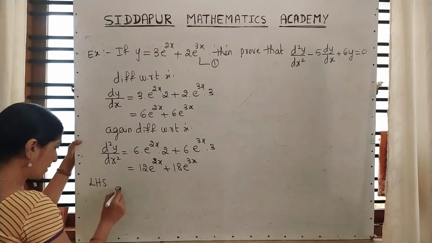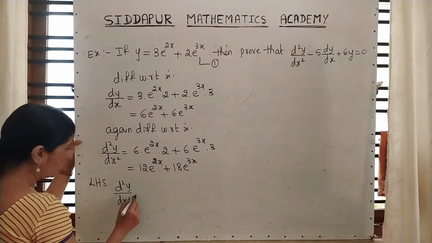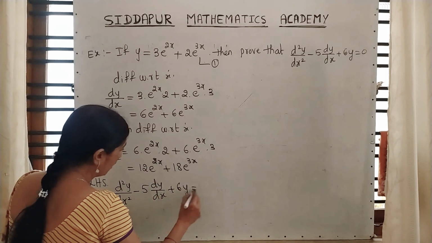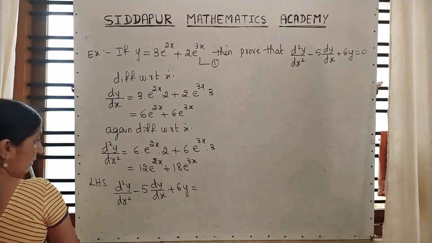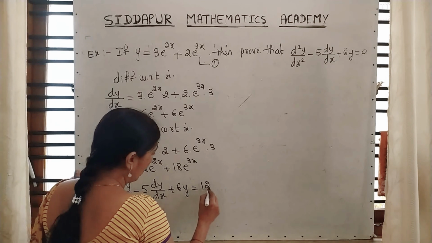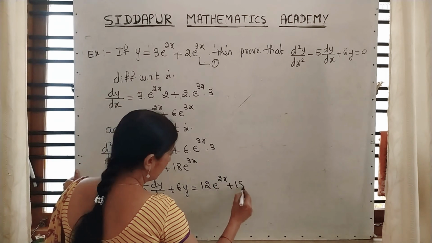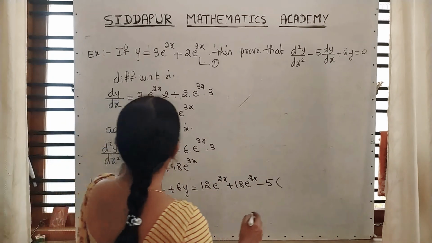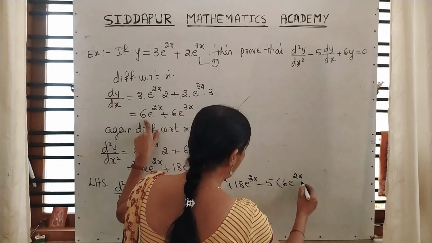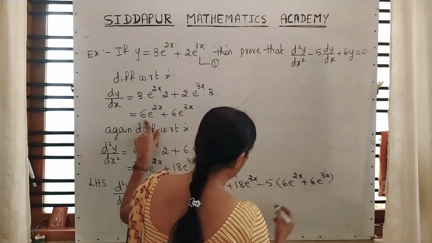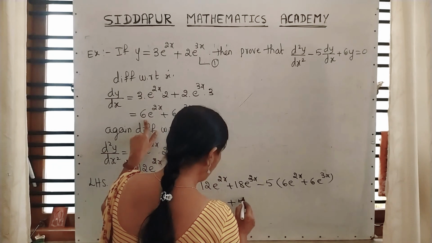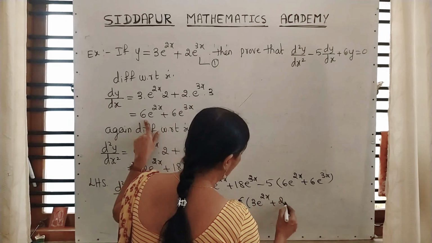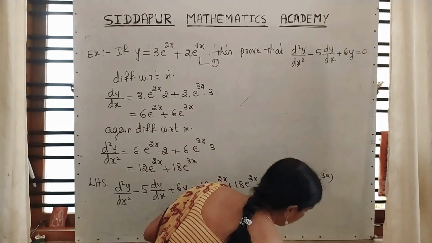Now write down the LHS. d square y upon dx square minus 5 into dy upon dx plus 6y. d square y upon dx square is 12 into e raised to 2x plus 18 into e raised to 3x, minus 5 into dy upon dx, which is 6 into e raised to 2x plus 6 into e raised to 3x, plus 6 as it is. Y value is 3 into e raised to 2x plus 2 into e raised to 3x. Then remove the bracket.